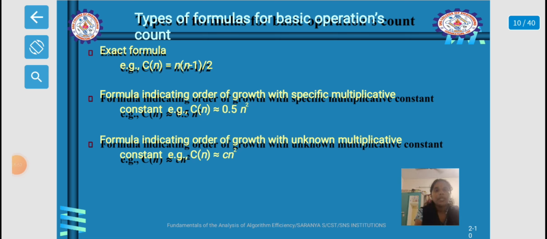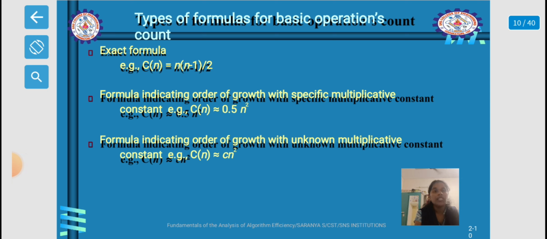The next topic is types of formula for the basic operation count. Exact formula for the basic operations, for example C of n equal to n into n minus 1 divided by 2. A formula indicating the order of growth with a specific multiplicative constant, for example C of n equal to 0.5 into n squared.